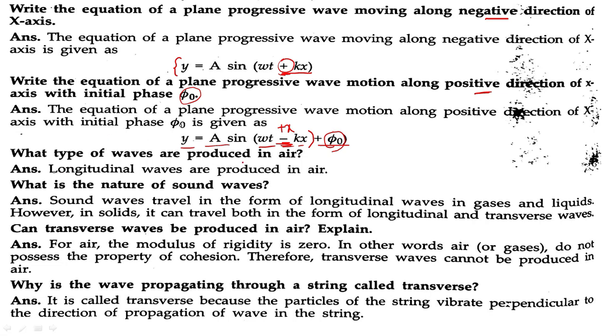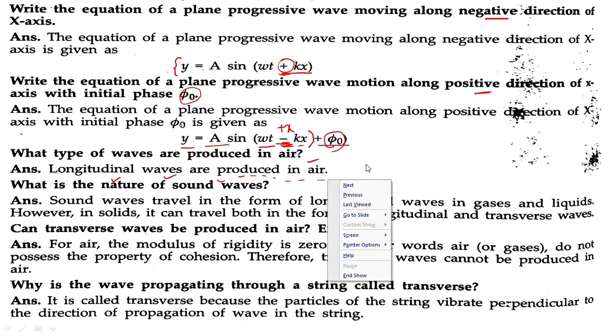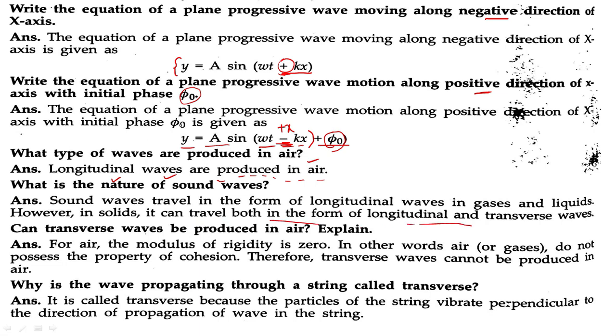What type of waves are produced in air? Longitudinal waves are produced in air. But transverse waves can be produced in vacuum also. Clear? What is the nature of sound wave? Sound waves travel in the form of longitudinal waves in gases and liquids. However, in solids it can travel both in the form of longitudinal and transverse waves. So sound wave is basically the longitudinal wave in case of gas and liquids.